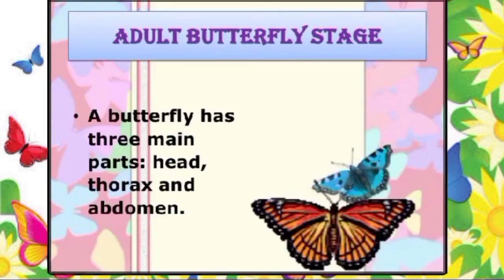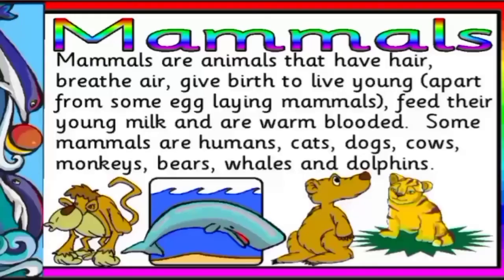Then the last stage is the adult butterfly stage. A butterfly has 3 main parts: head, thorax, and abdomen. And the lifespan of most adult butterflies is about 2 to 3 weeks. But this can vary greatly among some species.